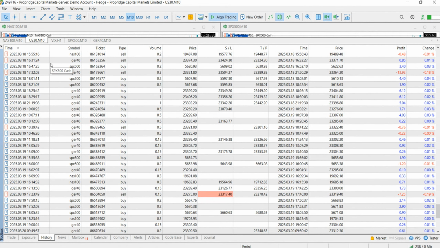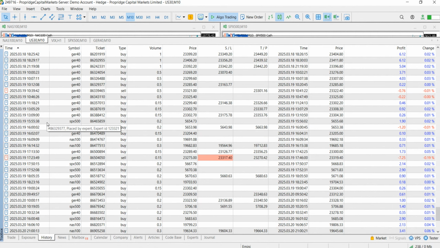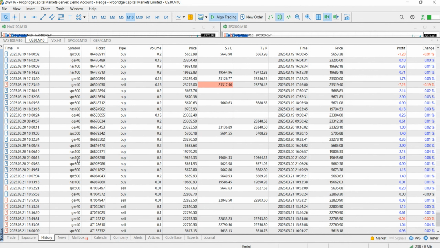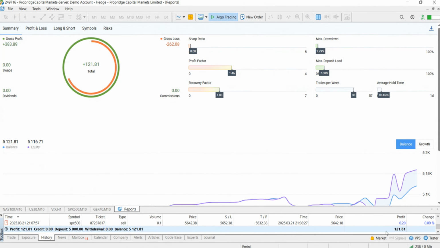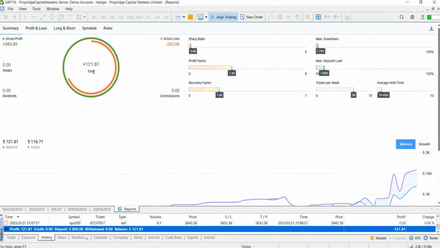And on the small 5K CFD prop firm account, these are the list of trades that I have taken this week. As you see, it was taken on DAX, S&P 500, Nasdaq mainly, and these are the profit and loss of these trades here. And as a result of these trades this week, we reached a total profit of $121.81 with the profit factor of 1.46.